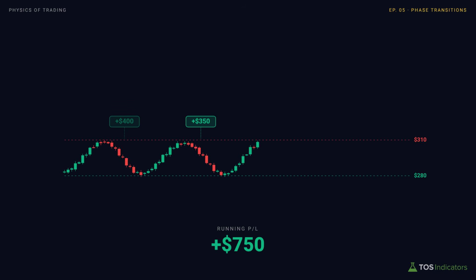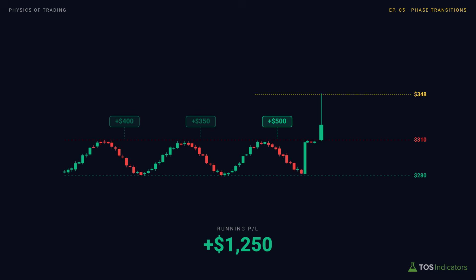And on an otherwise, let's call it Tuesday, a single piece of news hits the market before the actual market opens, so in pre-market. Now with that, the stock gaps up from, let's say, 310 to $348.